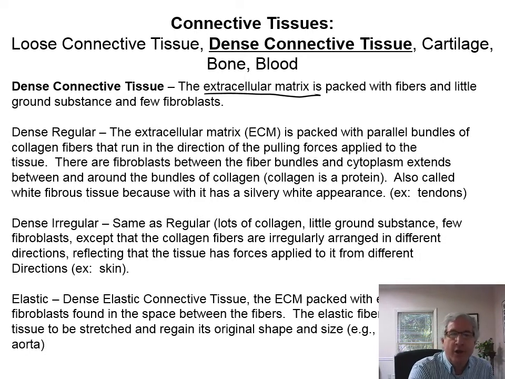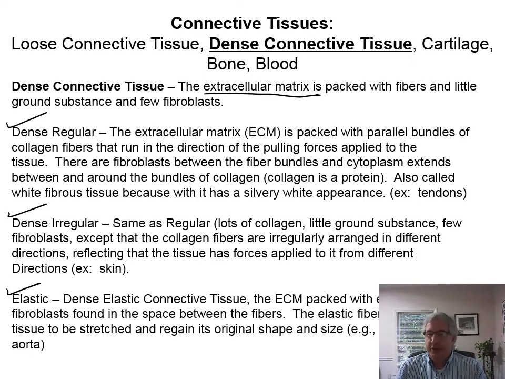Okay. So what types of dense connective tissue are there? Well, there's dense regular, dense irregular, and elastic. We're going to look at pictures of all these, and it'll be really obvious what is meant by all this. In dense regular, the extracellular matrix is packed with parallel bundles of fibers. They all go in the direction of the pulling forces applied to the tissue. There are fibroblasts between these bundles, and cytoplasm extends between and around the bundles of collagen. Collagen is protein, and so you have these long fibers, and all these groups of fibers.